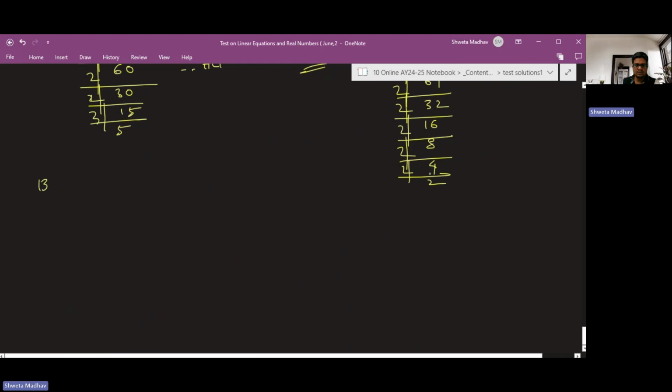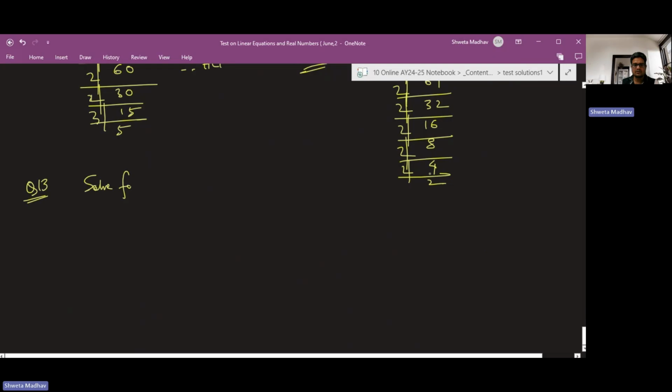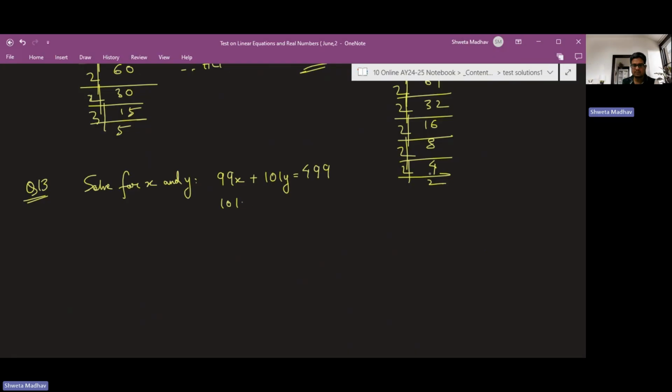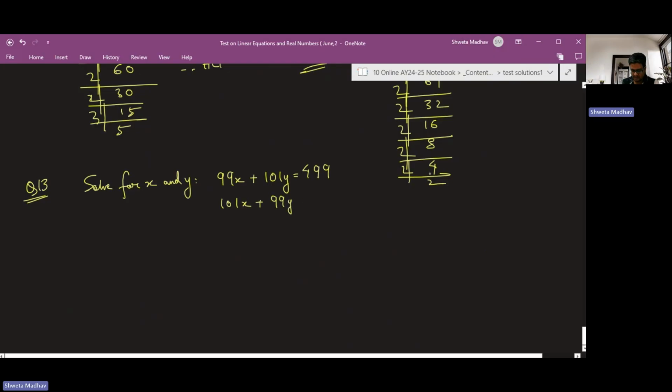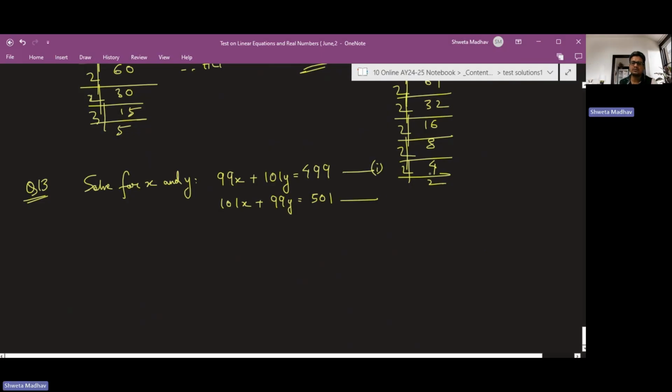Then in question number 13, it has been told to solve for x and y. The equations are 99x plus 101y equal to 499, and 101x plus 99y equal to 501. Let this be equation 1, and this be equation 2.